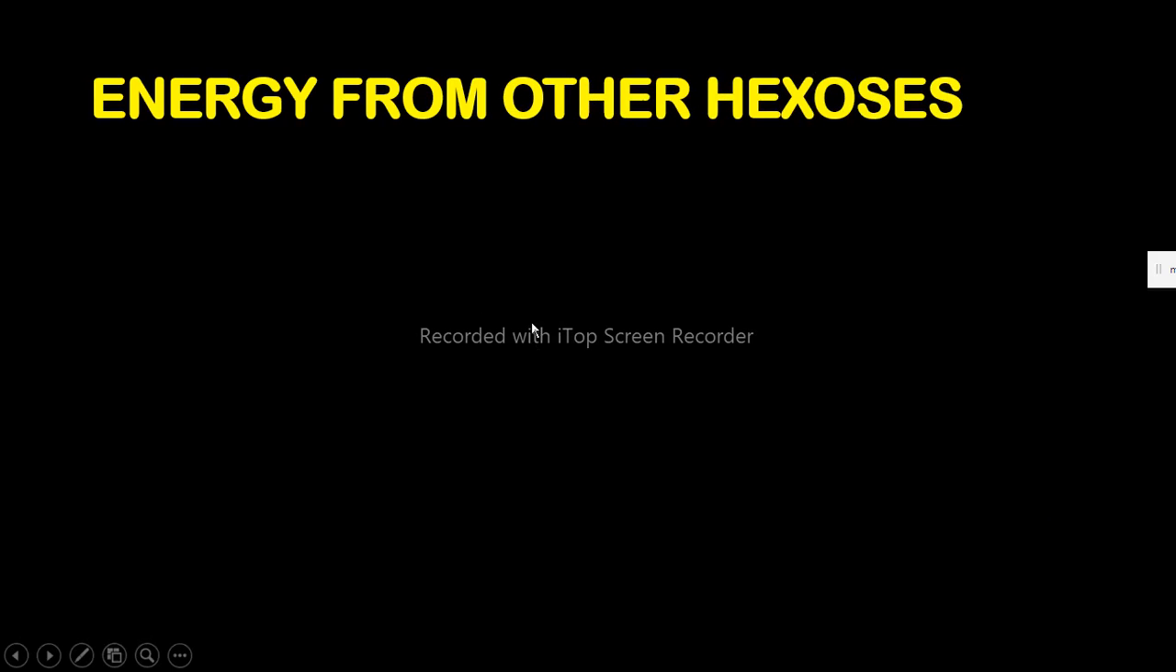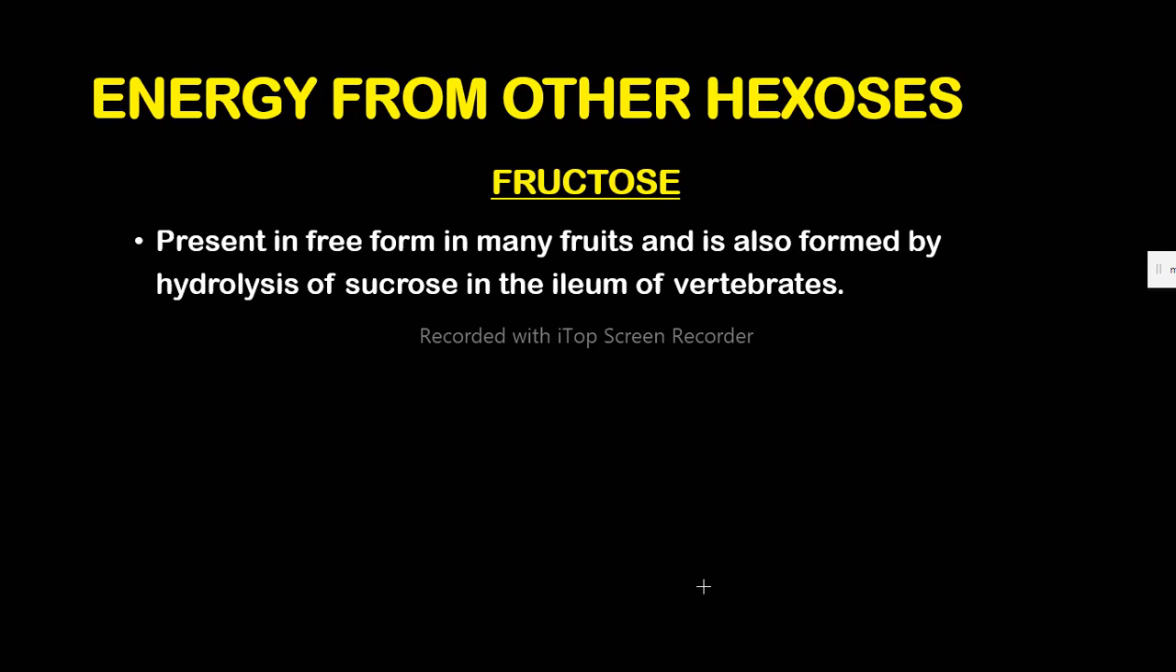So now let's check how other carbohydrates are respired, and this is just simple. For example, fructose. I think even the body prefers respiring fructose to glucose. Because remember, with glucose, you first phosphorylate it, then you isomerize it to form fructose 6-phosphate, and then you phosphorylate the fructose again. But here, you already have the fructose. It is present in many free forms and in many fruits, and is also formed by hydrolysis of sucrose in the ileum.